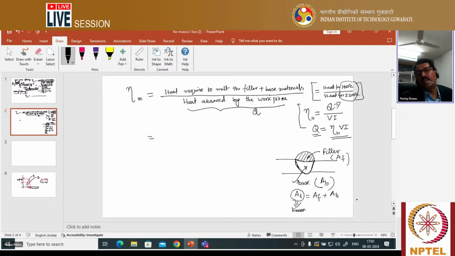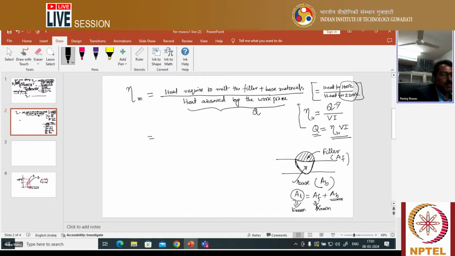AF and AB are required. AF is called filler material. This filler material you can easily calculate. AF also you can easily calculate. So AF also is known.